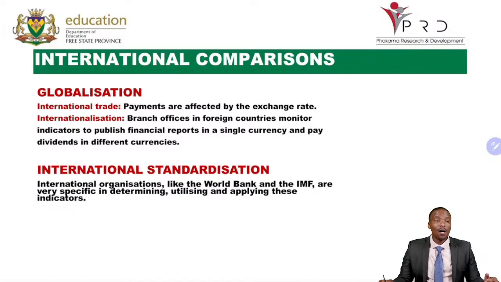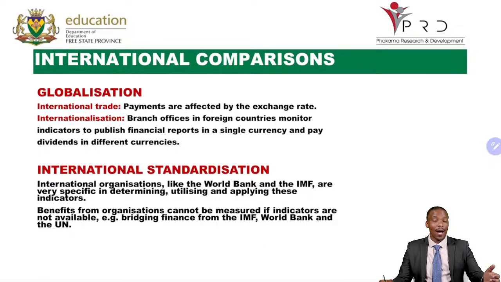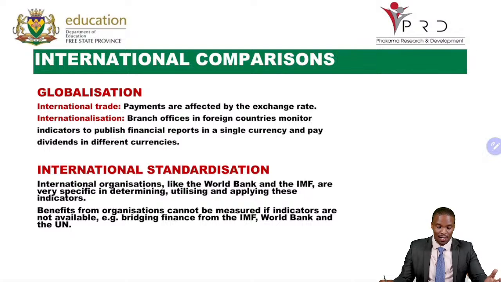And when you look at standardization, it's international organizations such as the World Bank, which we've mentioned, the IMF, as well as the UN. These are very specific in determining the utilization as well as applying of the social and economic indicators in a particular country. Why? Benefits from these organizations cannot be measured if indicators are not available, such as bridging the finance from the IMF, the World Bank, as well as the UN.